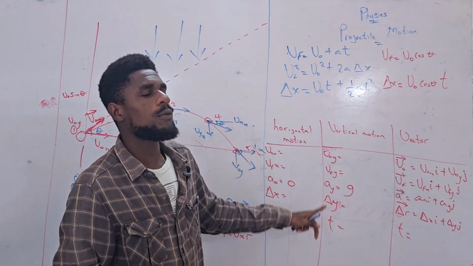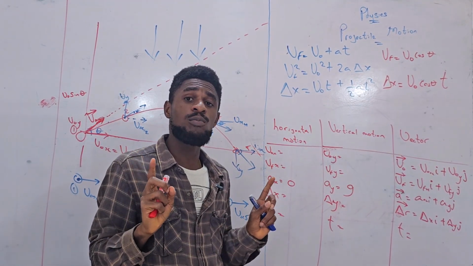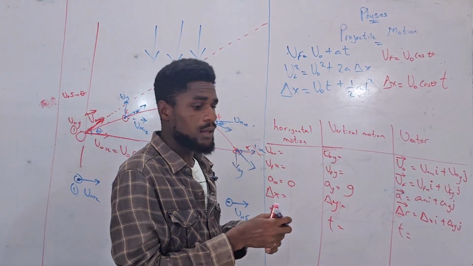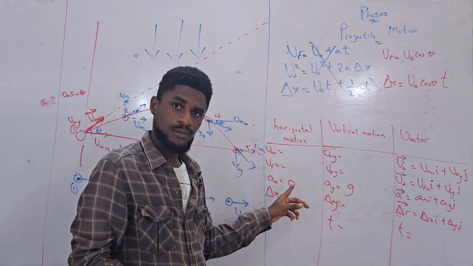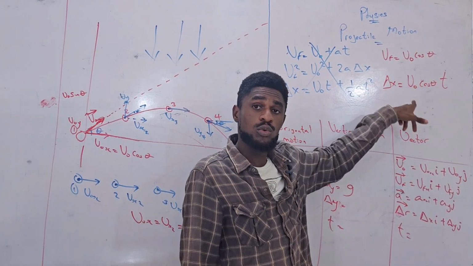So for us to find anything horizontally for all types of projectile motion, what are the equations that we need? We don't need this again. This is no longer valid for projectile motion horizontally. What do we need? This and this, these two equations.